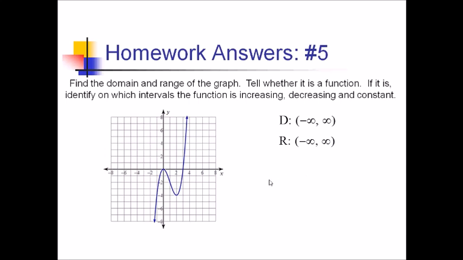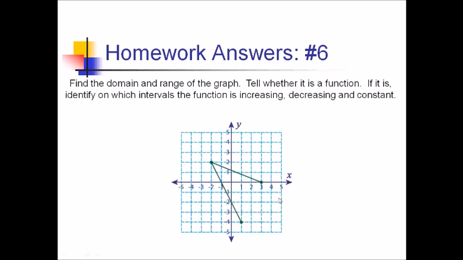For functions, there's no place we can draw a vertical line that touches twice, so this passes the vertical line test and is a function. Increasing, we're increasing from -infinity on the far left until we get to 0, and then we're increasing again from 2 to +infinity. So we have 2 different intervals where we are increasing. Decreasing, we're only decreasing on this one spot between 0 and +2, so that's our decreasing interval, and we're not constant anywhere.